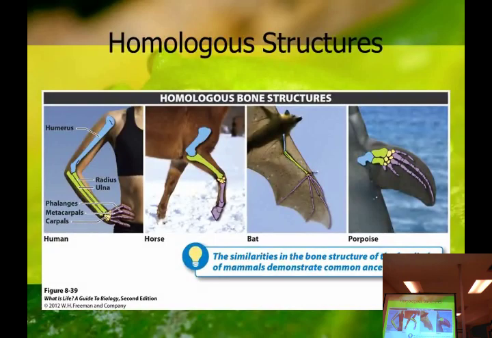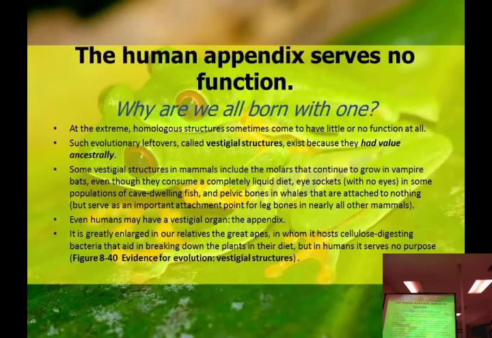from a common ancestor. So inside of you, inside of the human appendix, each one of us has an appendix, and if you've ever had your appendix taken out, then you know that nothing really changes from when you had it to when you don't have it. And so since it has no function, why do we still have an appendix? And so this is an example of a homologous structure.